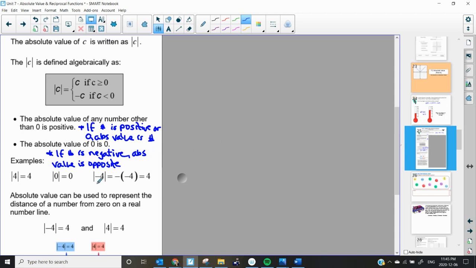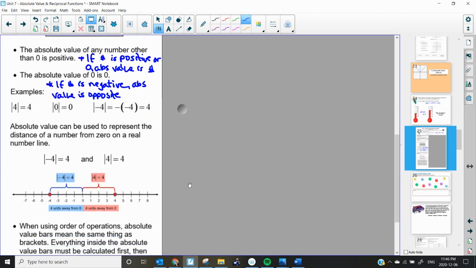Now the next one here, we have -4. Well, based on our definition, if a number is negative, the absolute value is the opposite. So if I have -4, the opposite of that will be a -4, which is still going to give us that positive value. So the absolute value of -4 is a +4.